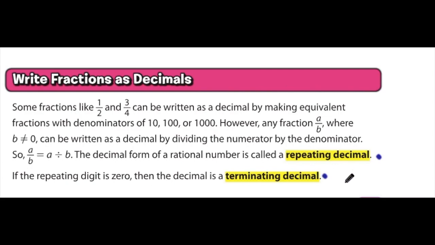For a terminating decimal, if the repeating digit is 0, then the decimal is a terminating decimal. So 0.25 is a terminating decimal because it stops at the 5. We could write 0.25 as 0.25000, etc. But if it stops, then we call it terminating. If it repeats one number or any block of numbers, we call it repeating.